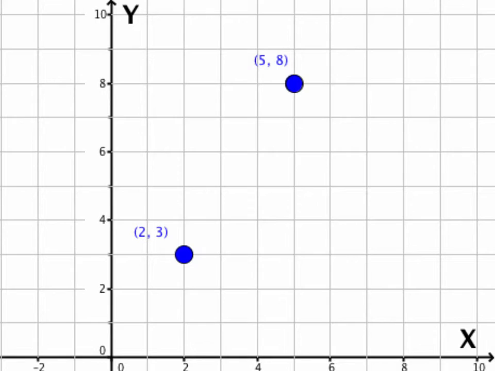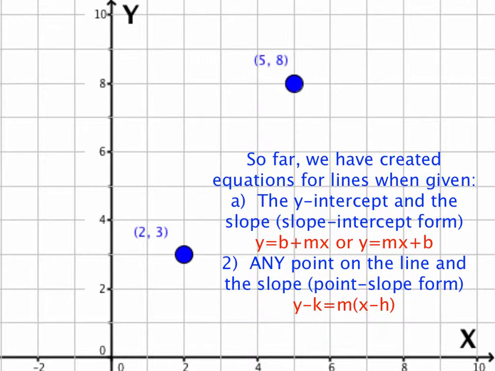So far we've built equations for graphs that are lines when we were given either the slope of the line and the y-intercept, or whatever the dependent variable intercept was. That gave us the slope-intercept form of a linear equation. We've also built equations when we were given the slope of the line and any point on the line. That gave rise to the point-slope form of a linear equation.